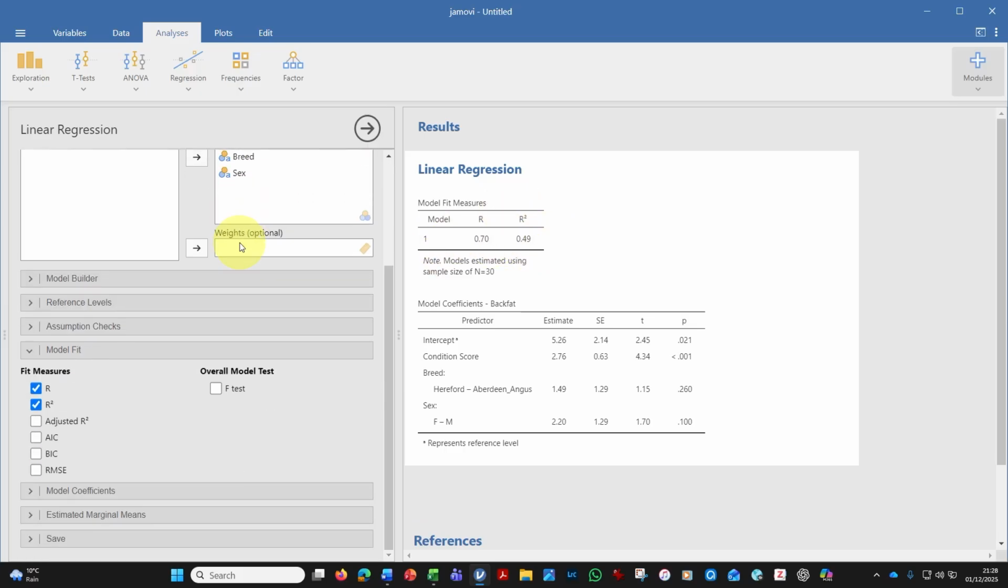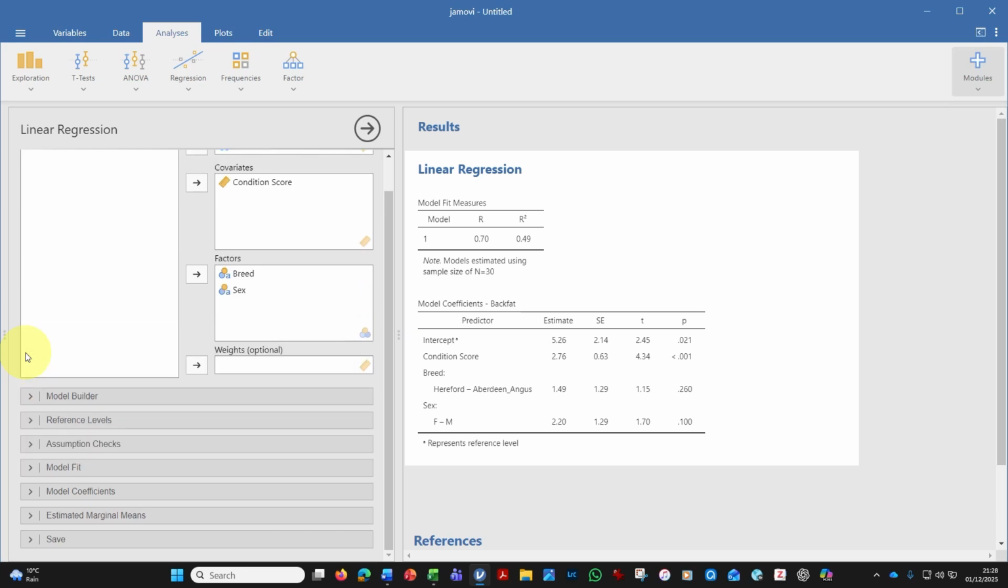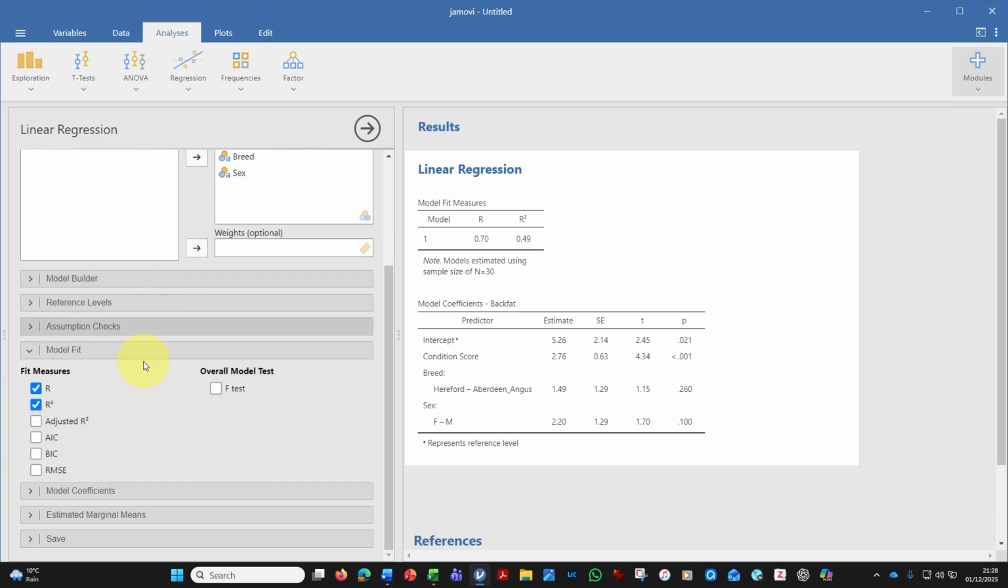If we go to our fit measures, which is under model fit, usually that's hidden. So if I hit model fit here, I can put an adjusted R squared in there. The adjusted R squared allows for the number of terms in the model. Now I've got breed and sex in the model. The more terms you put in there, actually you're making the model more complicated, and therefore an adjusted R squared is important. So it's slightly reducing our predicted variation here.